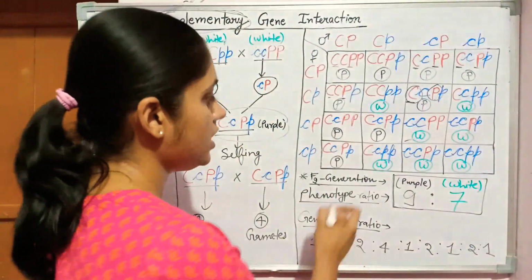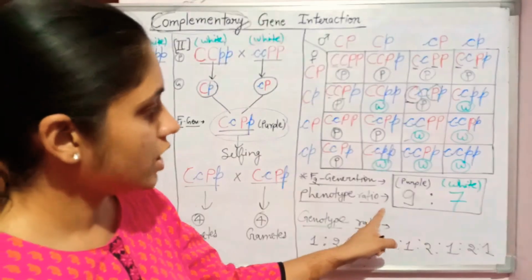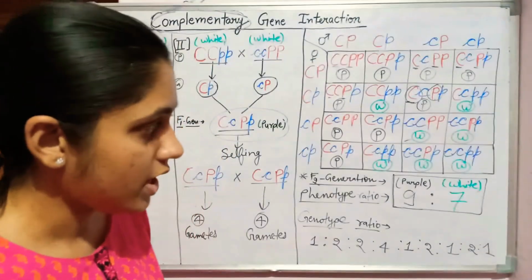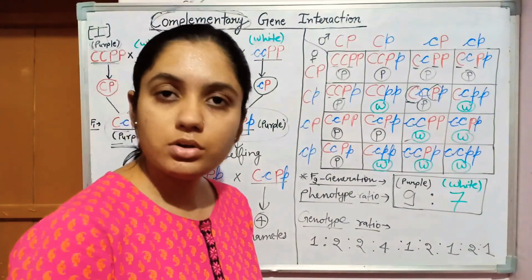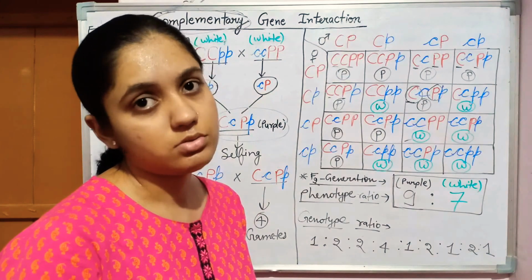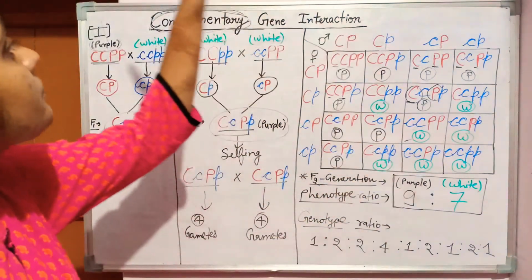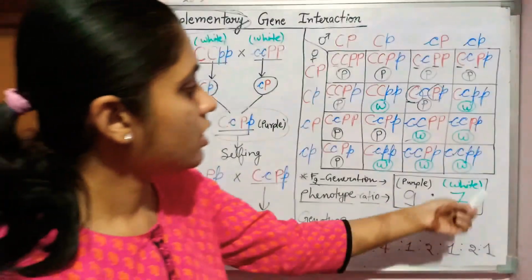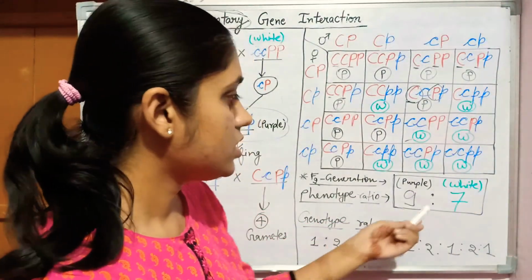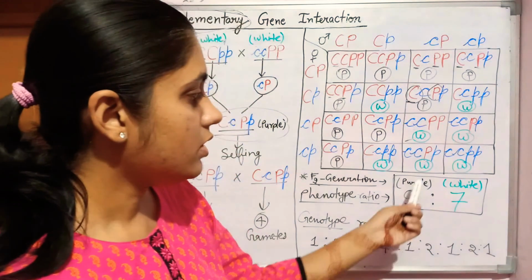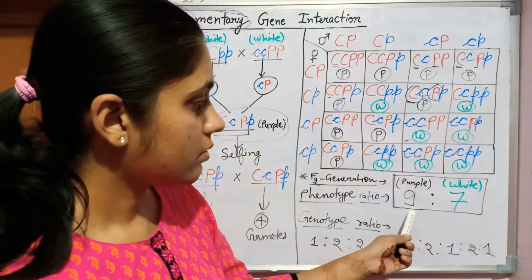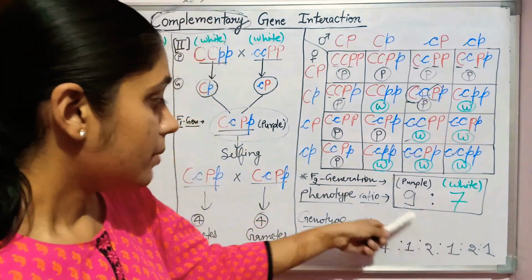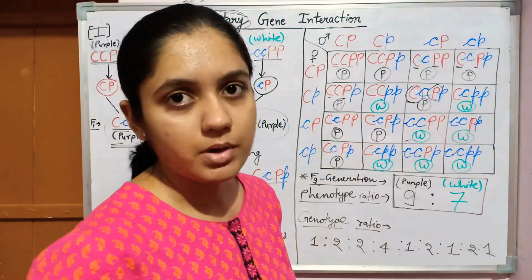So that's why in the F2 generation the phenotypic ratio that we get is 9:7. It deviates from Mendel's dihybrid cross ratio, which is 9:3:3:1. That's why we are studying it in gene interaction. In the complementary gene interaction, the phenotypic ratio of the F2 generation is 9:7, where 9 represents the purple color flower and 7 represents the white color flower. But the genotype remains the same as in Mendel's dihybrid cross.